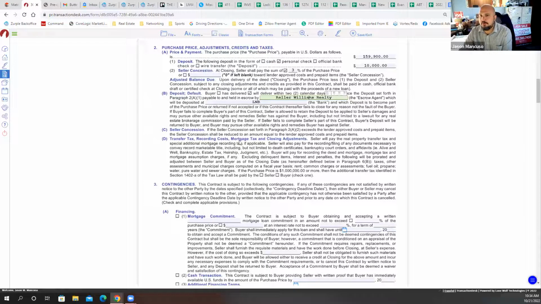Transfer tax, recording costs, mortgage tax, etc. Basically, all this says the seller is going to be responsible for their end of the closing costs, and the buyer will be responsible for their end. There are 2 boxes that could be checked down here.